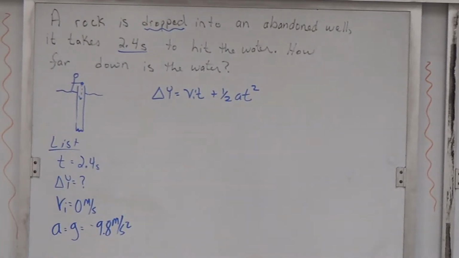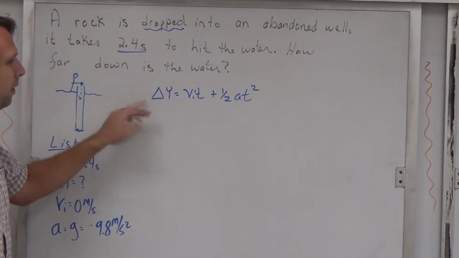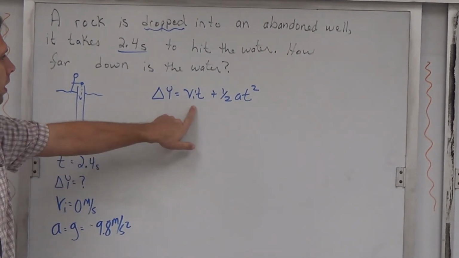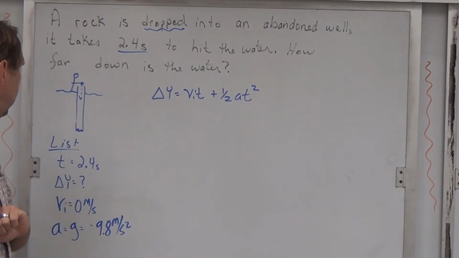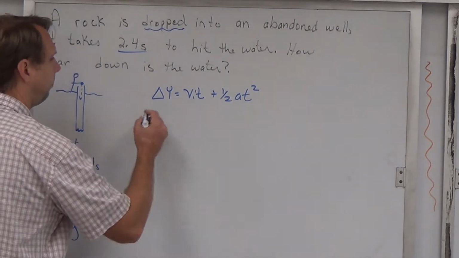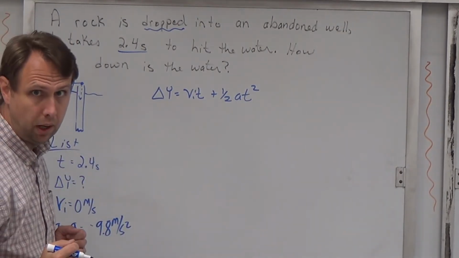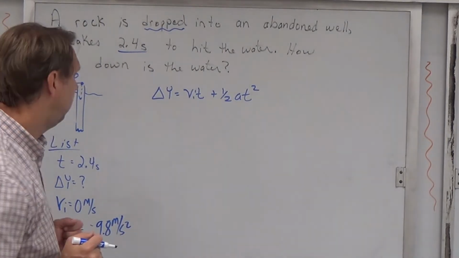So we have delta y equals VIT plus 1/2 AT squared. Our delta y is the vertical displacement. It's probably delta x on your formula sheet. We need to solve this for delta y. So now that I've written down my formula, did I substitute numbers in right away? No. I'm going to wait for that.